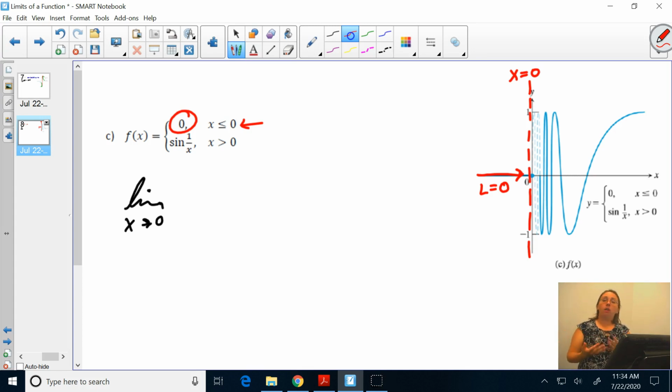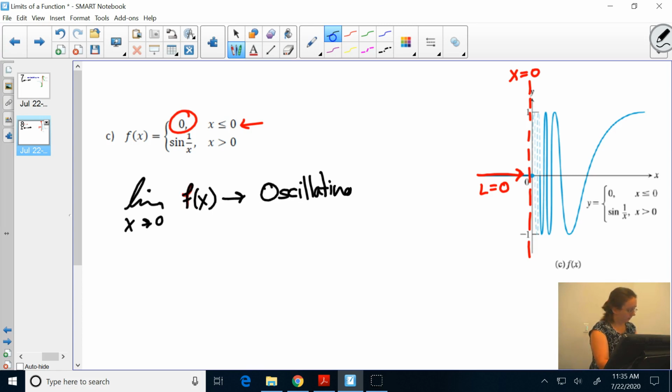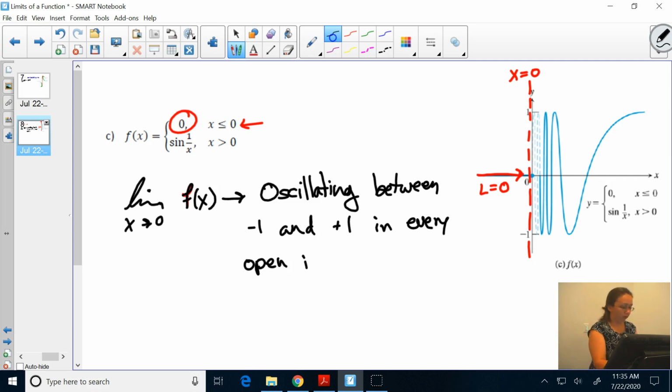So when you see this concept of an oscillating function, as long as it's oscillating in this fashion, trig functions are totally different. They don't oscillate like this. They're periodic. That's different. But if you see an oscillating function where no matter how close you get, it goes up and down again and again and again, that is a case where you would say the limit does not exist. So the limit for this function, f of x, we say that this is oscillating between -1 and 1, this is a technical way of writing it, in every open interval containing 0.